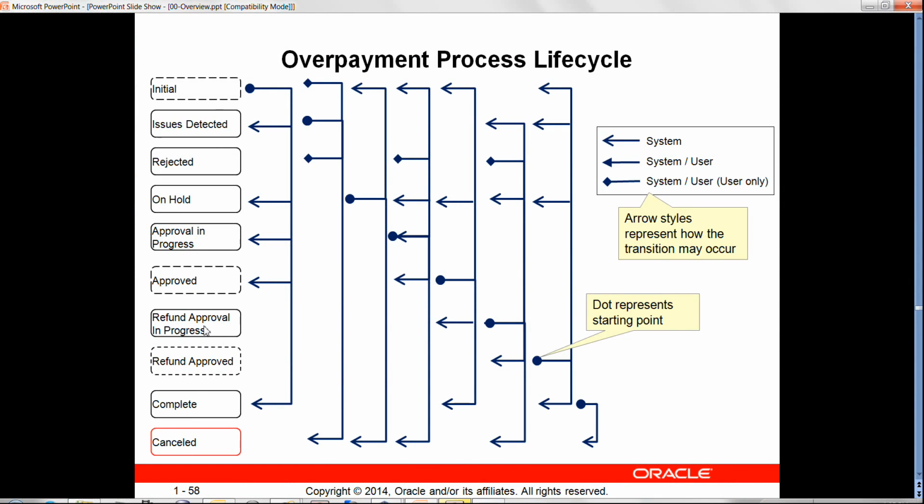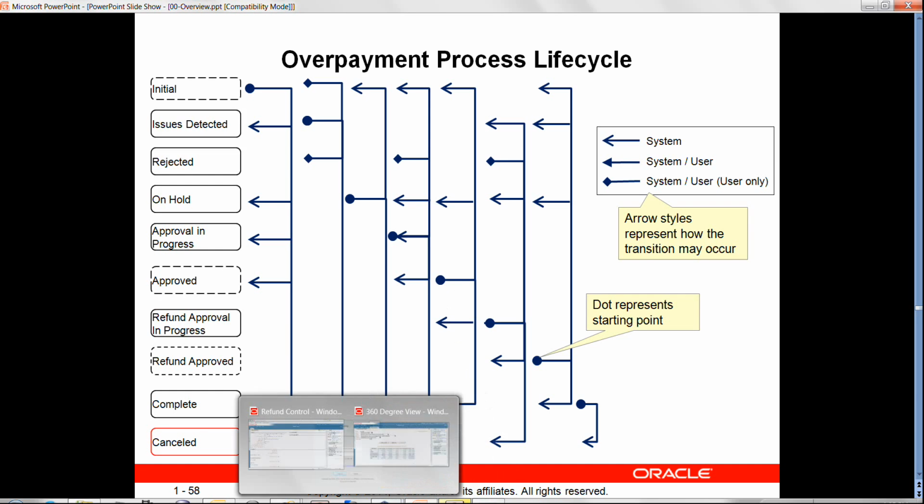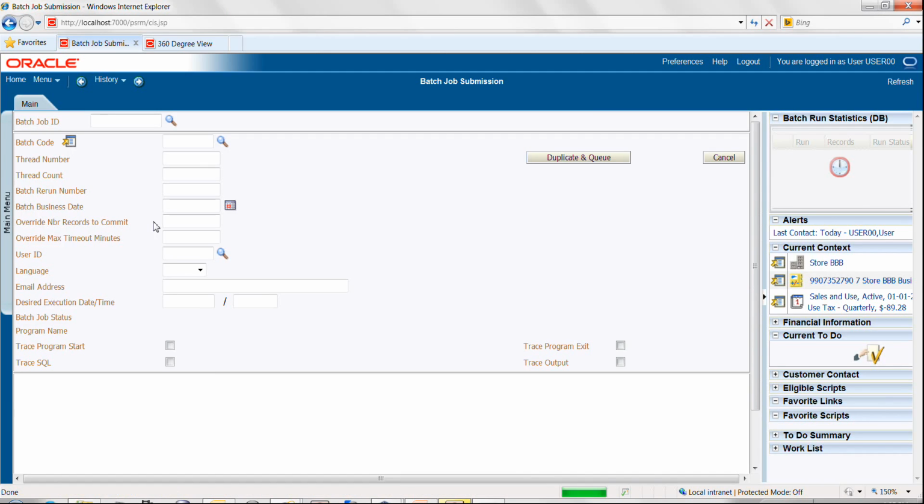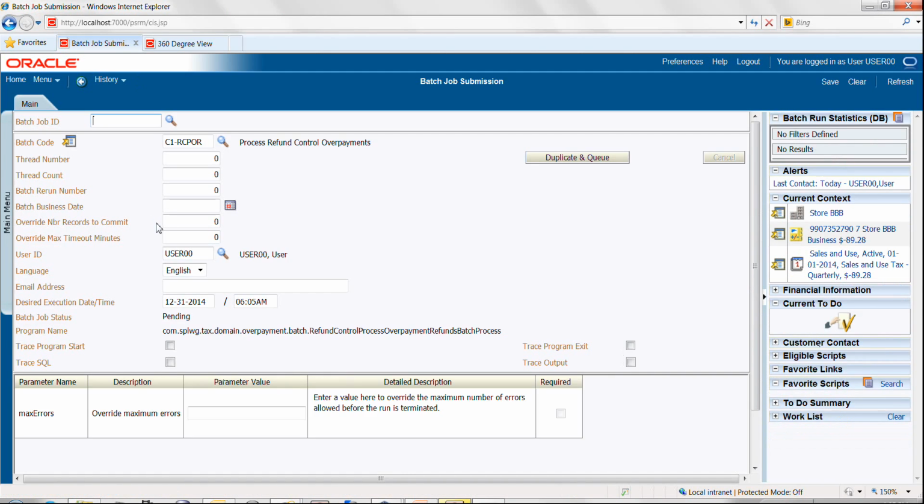Okay, so if we look back again at our slides, we are at refund approval in progress over here, and we want to move to the approved state, and that will happen only when we run that batch. So we need to go back to the refund control. I'm going to go to this batch over here. In fact, I can run it directly here and go to submit a batch online, which will run this batch and then trigger the overpayment process to move to its final complete state.